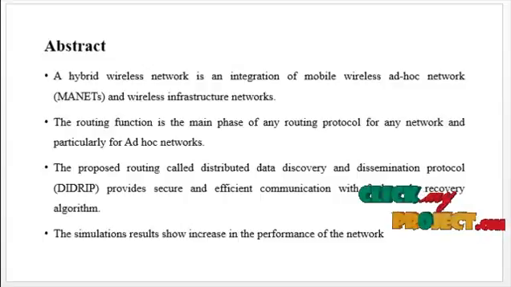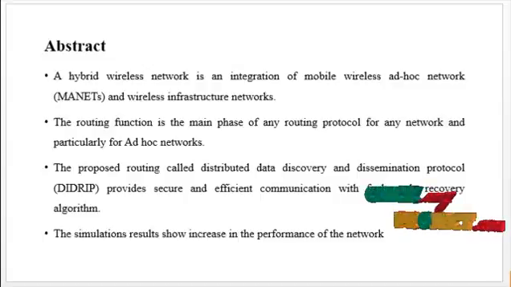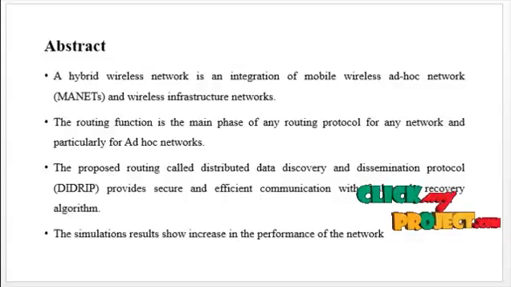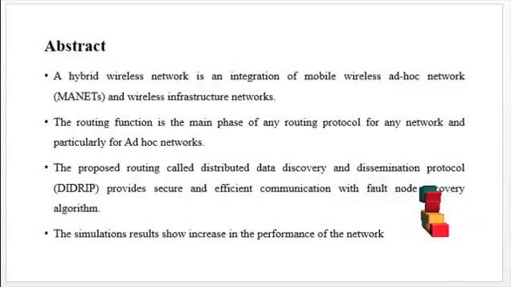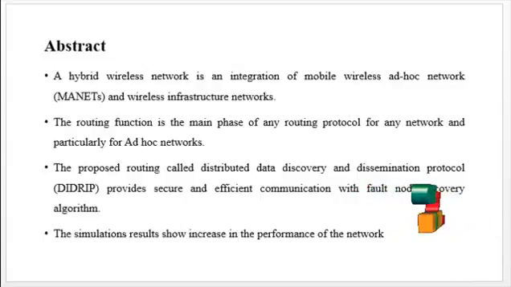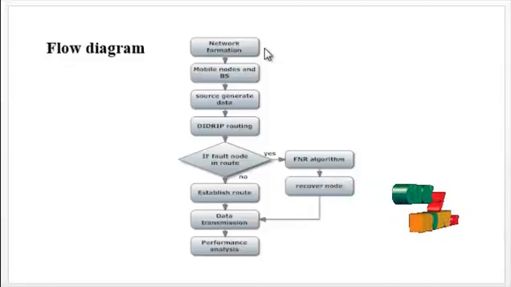Abstract: a hybrid wireless network is an integration of a managed mobile wireless ad-hoc network and wireless infrastructure networks. The routing function is the main base of any routing protocol for any network, particularly for ad-hoc networks. The proposed routing, called Distributed Route Discovery and Dissemination Protocol, provides secure and efficient communication with a fault node recovery algorithm. This is the enhancement work of our project. The simulation results show an increase in the performance of the network. Let's see the flow of our process.